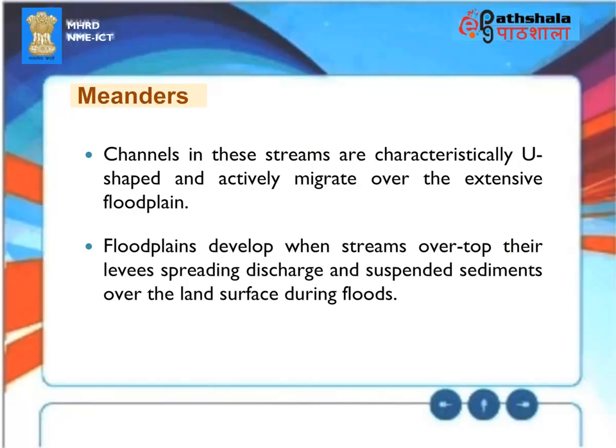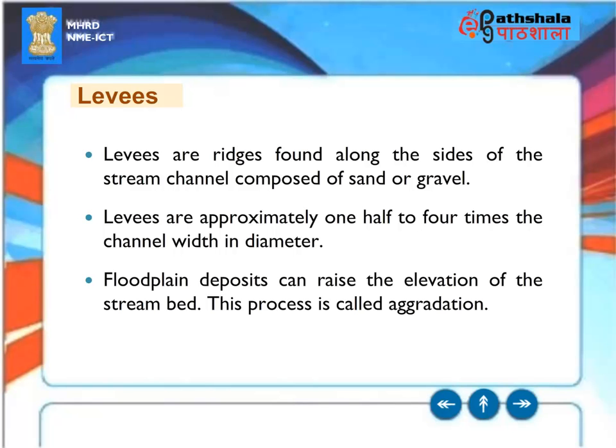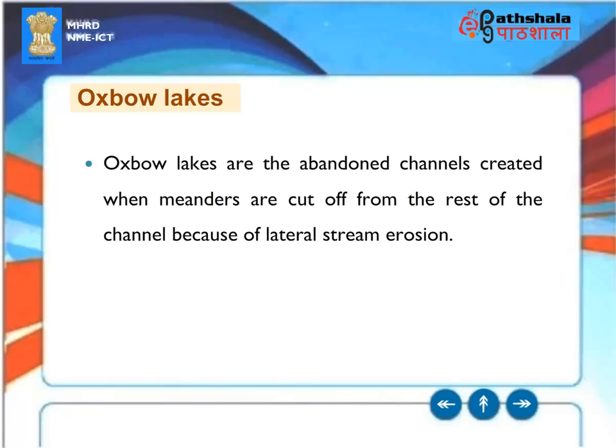Floodplains develop when streams overtop their levees, spreading discharge and suspended sediments over the land surface during floods. Levees are ridges found along the sides of the stream channel composed of sand or gravel. Levees are approximately 1/2 to 4 times the channel width in diameter. Floodplain deposits can raise the elevation of the stream bed. This process is called aggradation. Oxbow lakes. Oxbow lakes are the abandoned channels created when meanders are cut off from the rest of the channel because of lateral stream erosion.